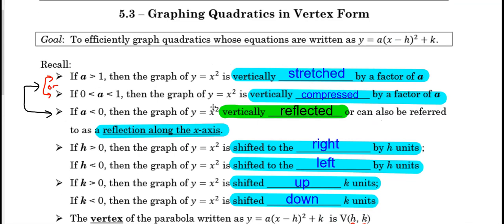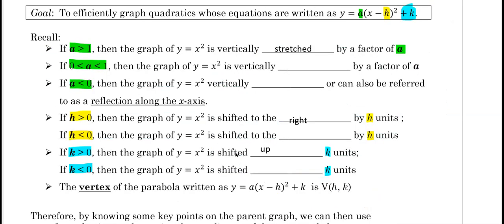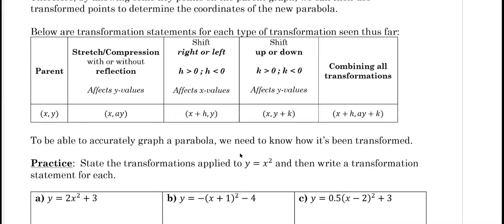And there's all the completed language in there. So again, vertically compressed if the a value is between 0 and 1, and if it's greater than 1, it's stretched. For the h and k values, the h value affects movement left and right, and the k value affects movement up and down. And the vertex is defined just like I showed in that Desmos demonstration, using these letters h and k. So even if h is positive, you put the number in there. If k is positive, you put the number in there. All right, so that's just a quick little summary.